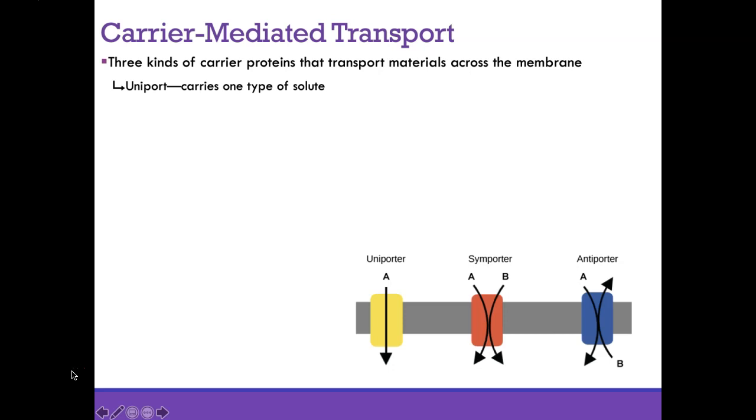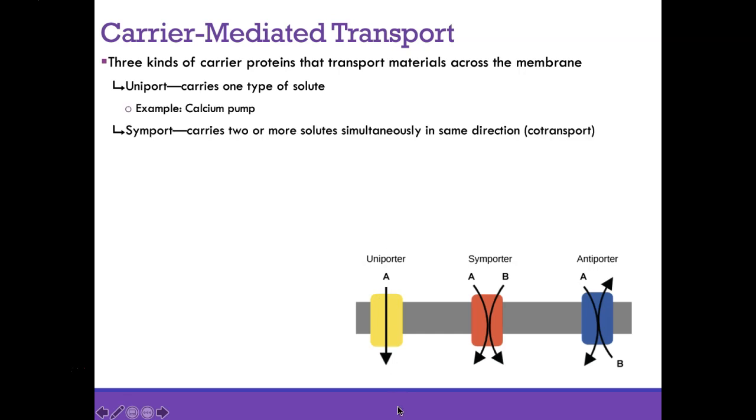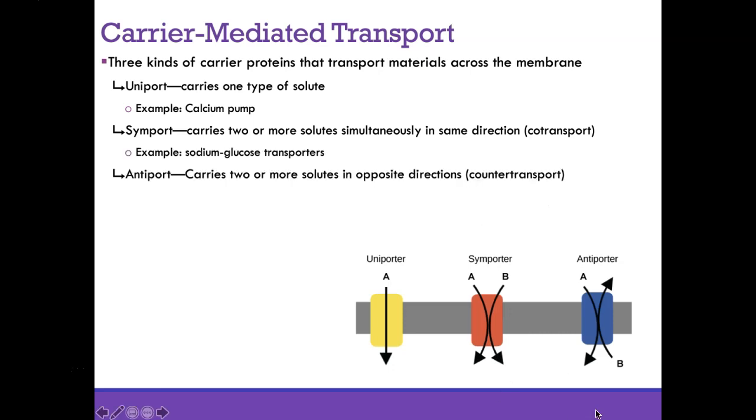There are three different kinds of carrier proteins. You can have a uniport, which just transports one substance in one direction. You can have a symport, which carries two or more solutes simultaneously in the same direction. So two things go from one side to the other. An antiport can transport solutes in opposite directions. So as one thing goes in, another goes out.